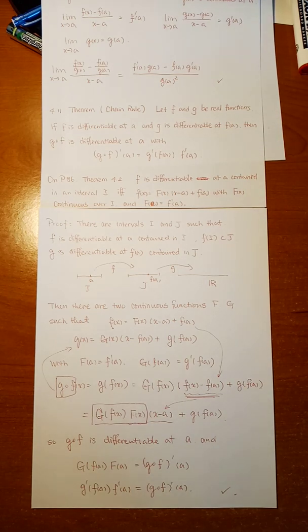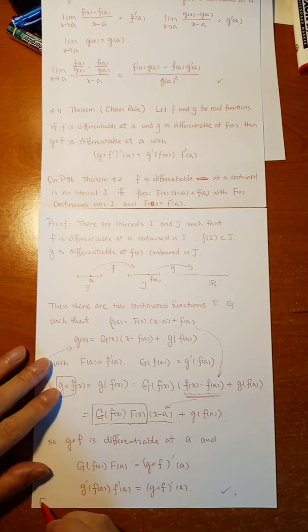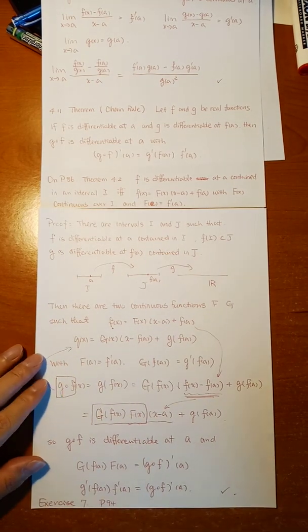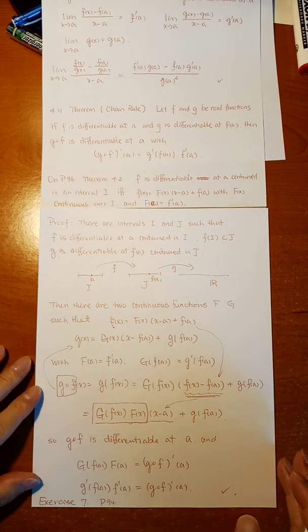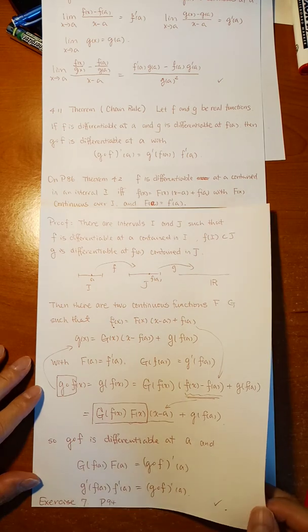So we finished section 4.2. In the exercises of 4.2, you can try problem 7 on page 94. It's a combination of differentiation plus binomial stuff. Okay? The combination of differentiation plus binomial stuff is very interesting.